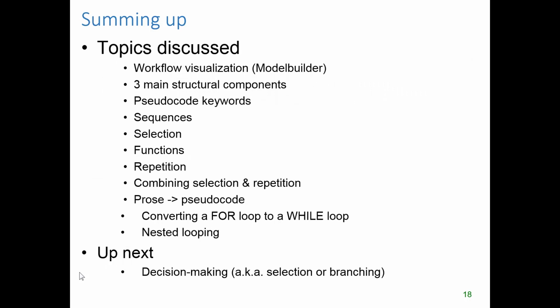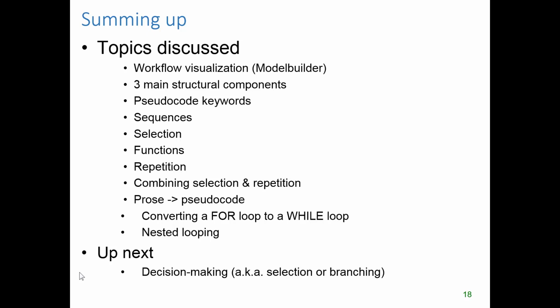This lesson discussed workflow visualization with Model Builder, mainly so that we could take that and convert it into pseudocode. The 3 main structural components, which were sequence, selection, and repetition. Pseudocode keywords that are commonly used, for example, for, while, if, else, then, func, end func, all the ends, call for functions as well, return for functions as well.